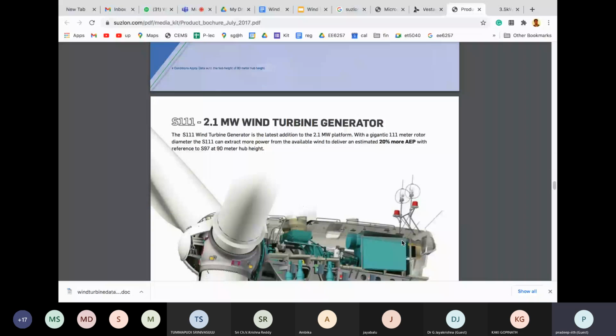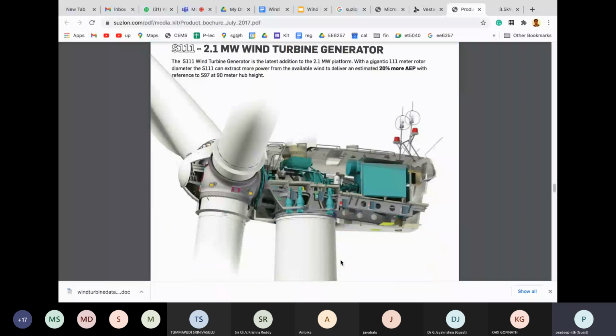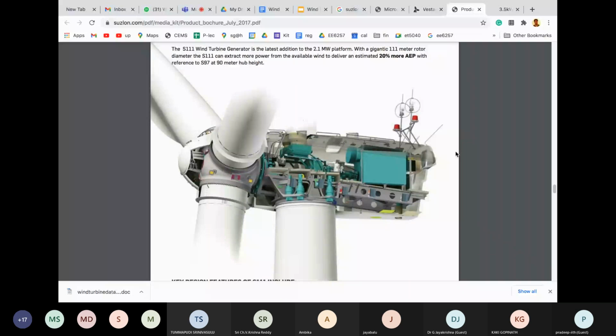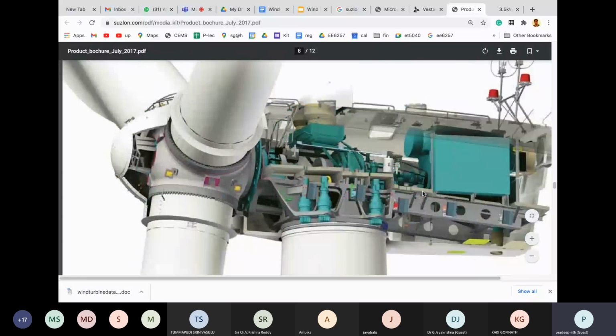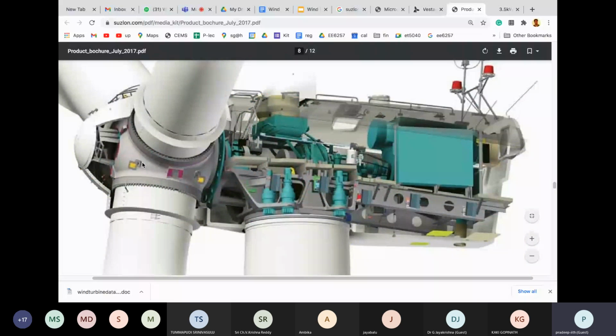So here we can see again an interesting picture. Okay. So this is called the nacelle, and what is inside the nacelle? Here we can clearly see the mechanism for controlling the pitch. You can see the rotation here. By rotating this, we can control the pitch angle. And there is a generator here. You can see the generator also, which will be like an induction generator.